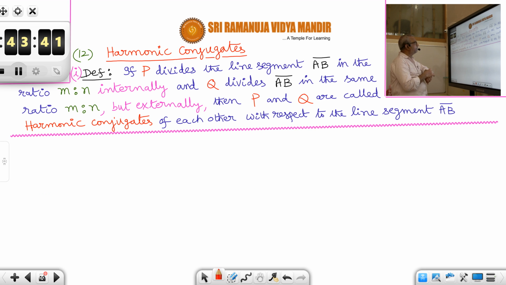Okay, the time is up. Harmonic conjugates is the next point that we'll see in the next class. That is a very lengthy concept, so the time is not sufficient. So we'll wind up here. In the next class, we'll discuss about harmonic conjugates.